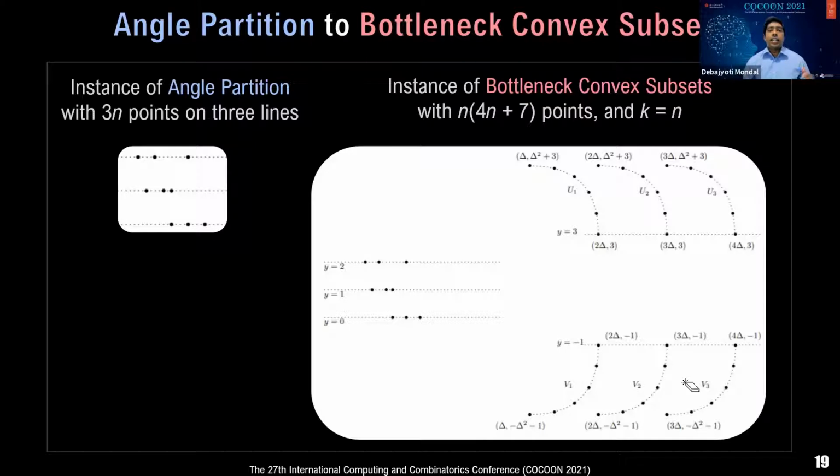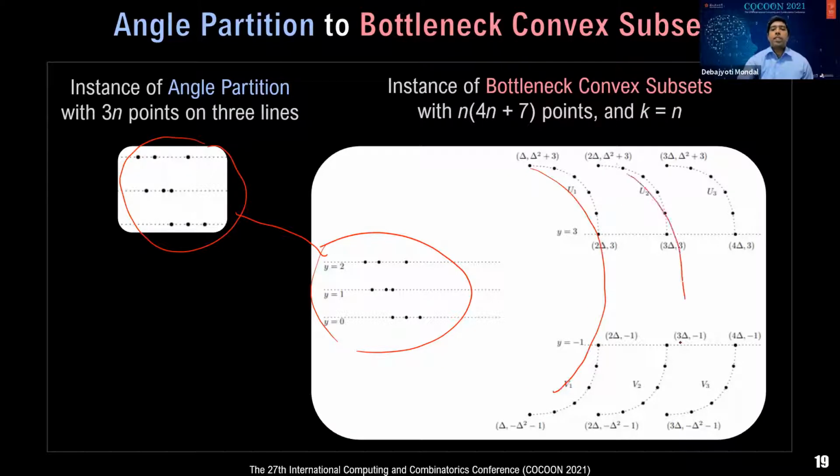We show that the angle partition problem can be reduced to our problem. So how do we do it? Given an instance of three endpoints on three lines, which is the angle partition instance, we construct another point set. The idea is to take the input point set, copy it here, and then add some extra points. Intuitively, each of these will create some convex subsets in the original solution.